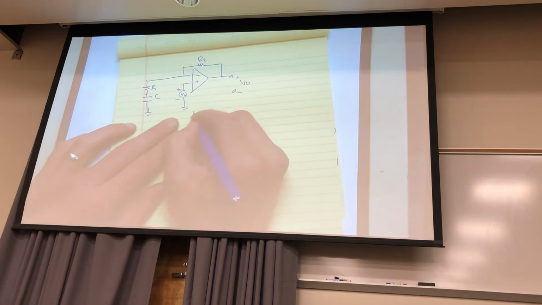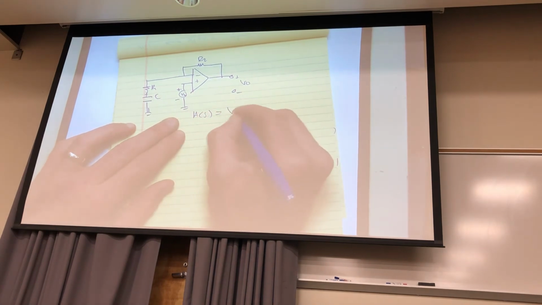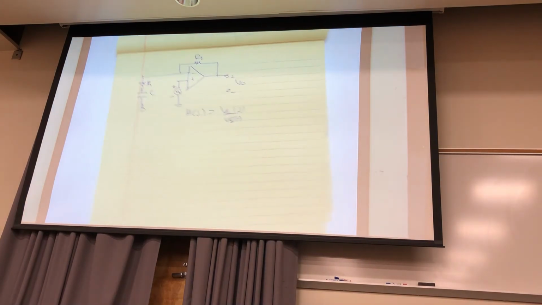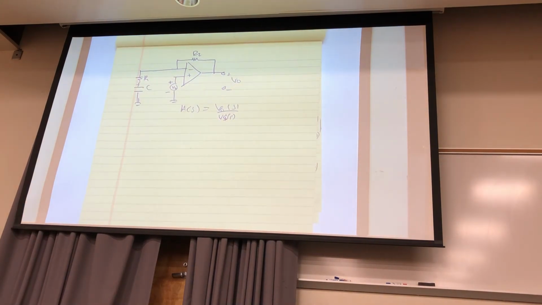What was asked for was H of s, which is V out of s over Vs of s in this case. So to do this, we go through the basic rules. Don't forget this. On the final, you'll see another one of these. On the final exam, you'll see an operational amplifier problem, probably with a little bit more of a circuit instead of just a simple 3-element.